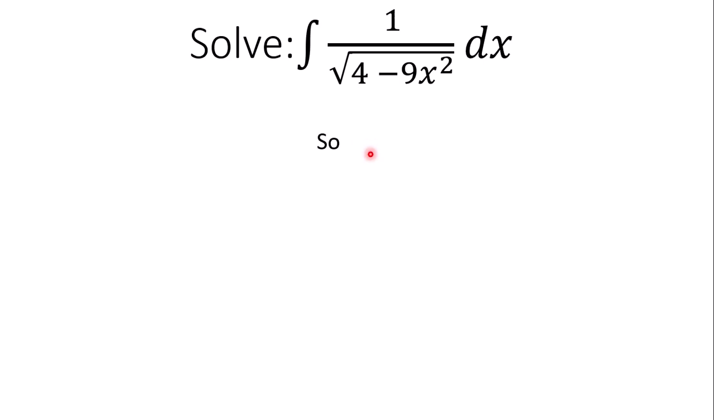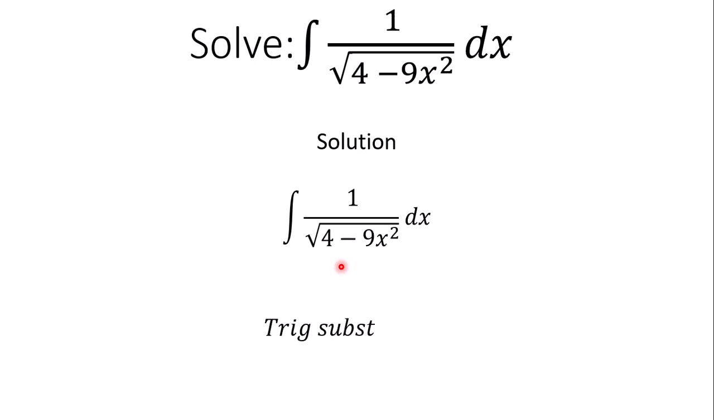As usual, we will write our solution first. This is the integral question that we are going to solve, so let's bring it down here. 1 over the square root of 4 minus 9x squared. Here, we are going to apply the trig substitution directly from here. So, trig substitution.